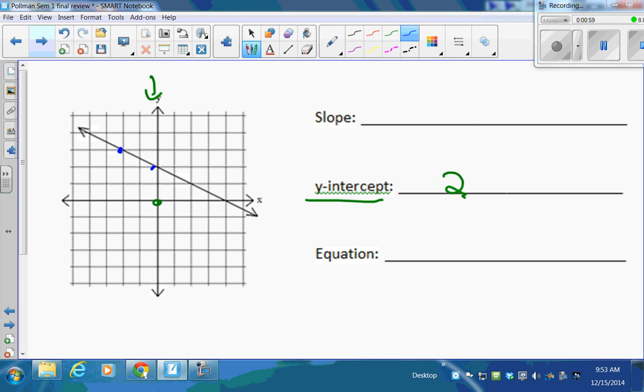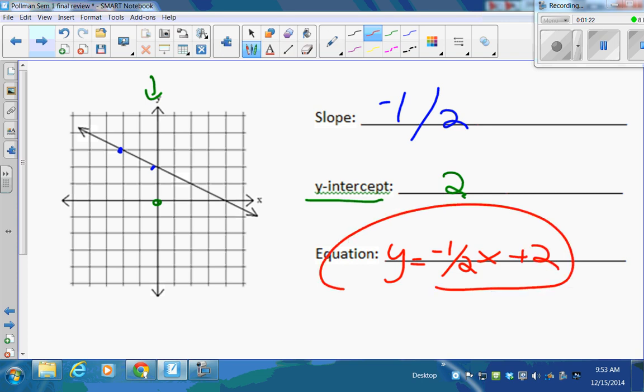But it's rise over run. So it goes down 1, and it goes over 2. That is my slope. My final equation is y equals my slope. X always goes next to my slope, and then plus my y-intercept. That is how to do that whole problem.